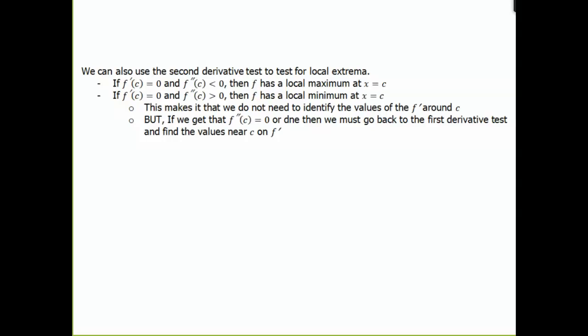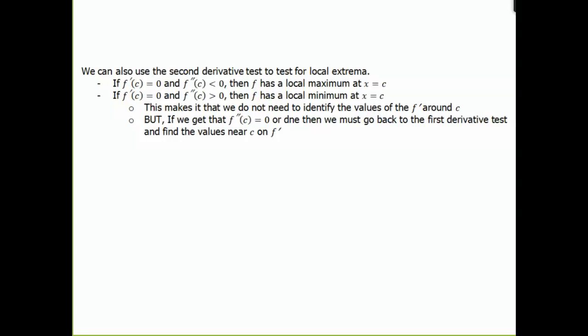So one way is to look at the zeros of the derivative. If f prime of c is equal to 0, so if the derivative is 0, that tells me that the original function has a horizontal tangent. I can look at the sign of the second derivative to determine if that 0 represents a max or a min.